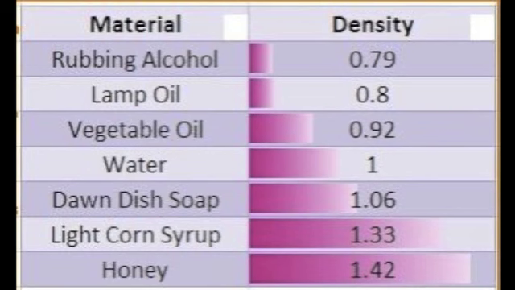The same amount of two different liquids will have different weights because they have different masses. The liquids that weigh more have a higher density. They will sink below the liquids that weigh less, the ones that have a lower density.